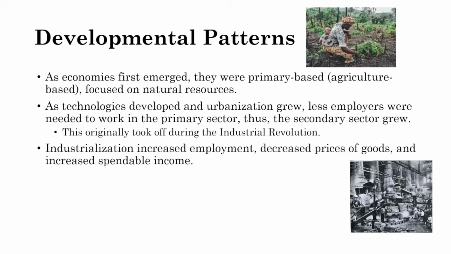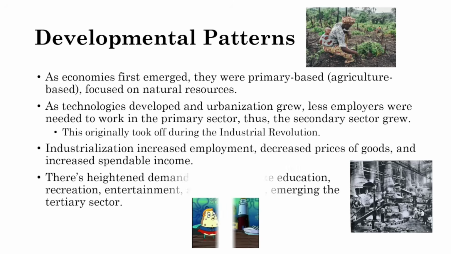Industrialization increased employment. It also decreased the price of goods because they can produce more goods more quickly, and also increased spendable income because people had income to spend on these new goods that were more affordable to them. They also had jobs because it increased employment, and jobs give you income. There's heightened demand for services, though, because they want to spend the money on some other stuff. They have time for recreation or entertainment. They also might have health problems because those cities were full of air pollution, because factories were not kind to the lungs. They also go get education, and this led to the emergence of the tertiary sector.